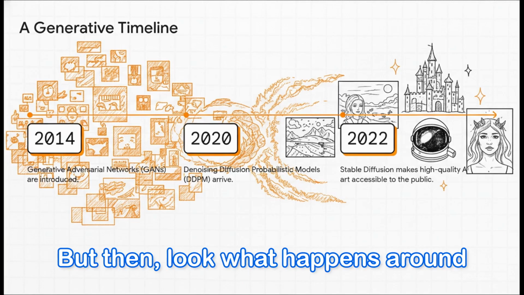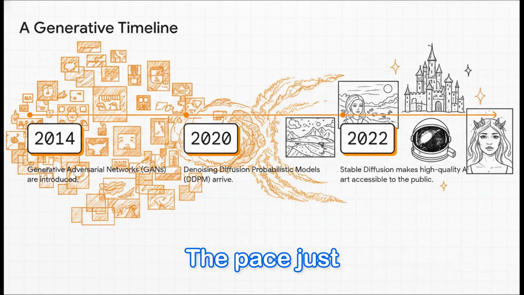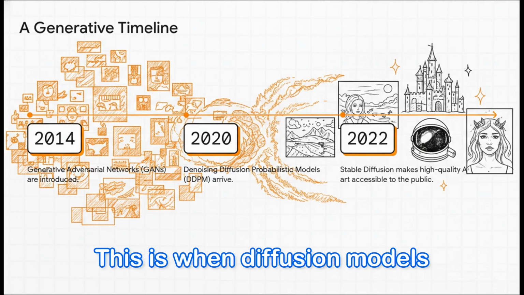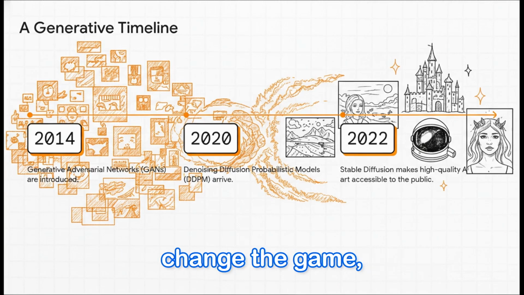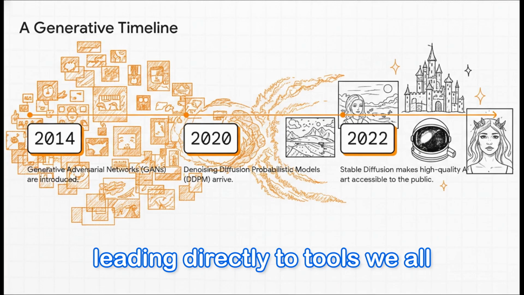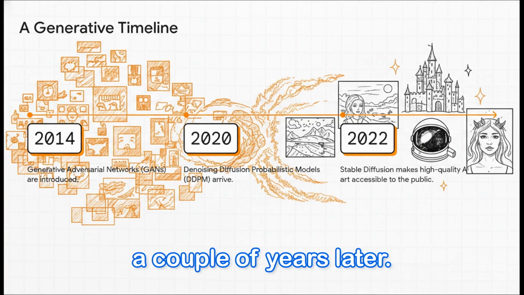But then, look what happens around 2020. The pace just goes vertical. This is when diffusion models crash the party and completely change the game, leading directly to tools we all know, like Stable Diffusion, just a couple of years later.